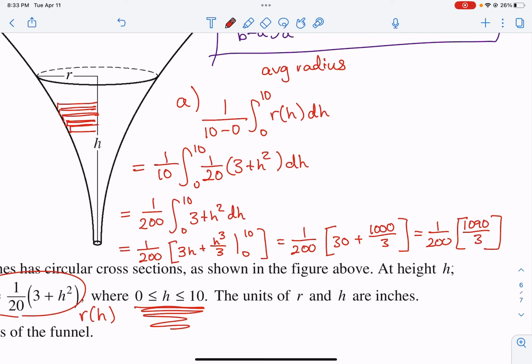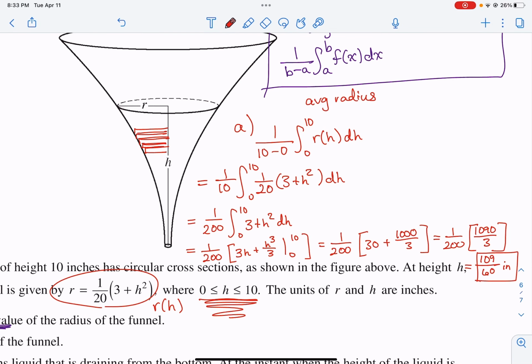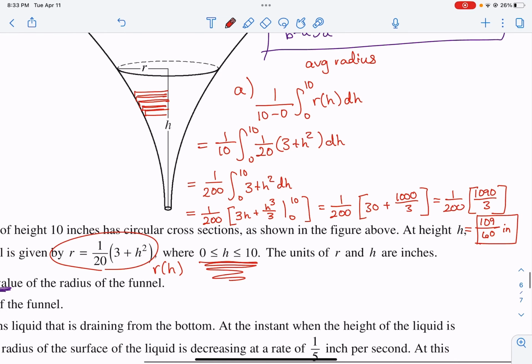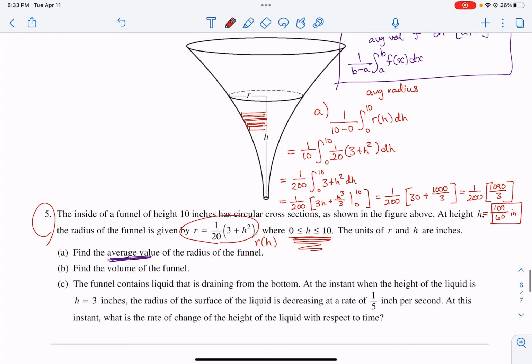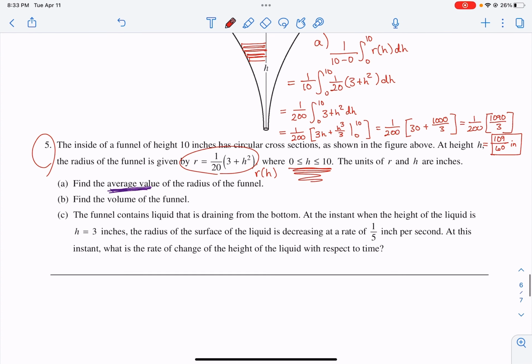And if you simplify this all the way, looks like we finally get an answer of 109 over 60 inches. And yes, the units are inches because remember, this is an average radius. Radius has units inches, so that should be the units there. Cool. So let's also find the volume of the funnel as well.